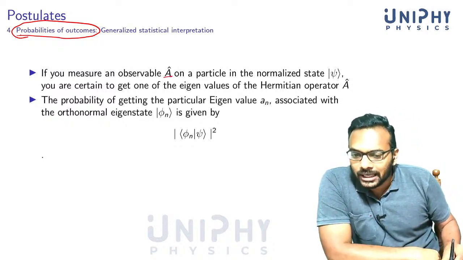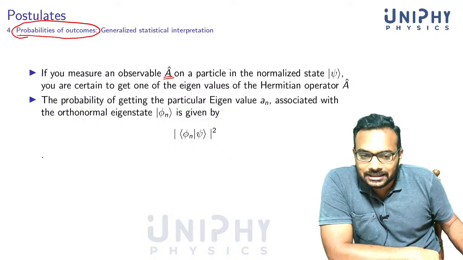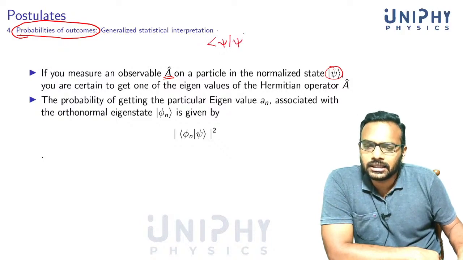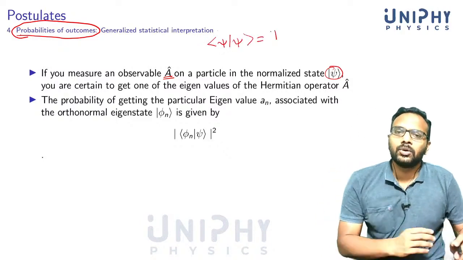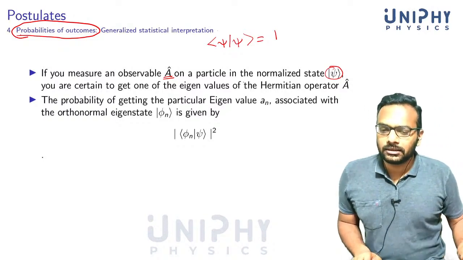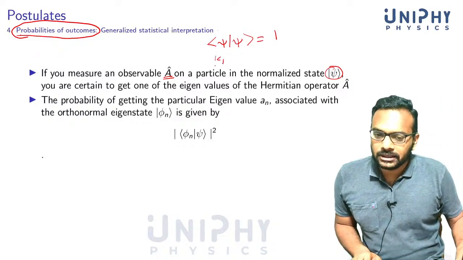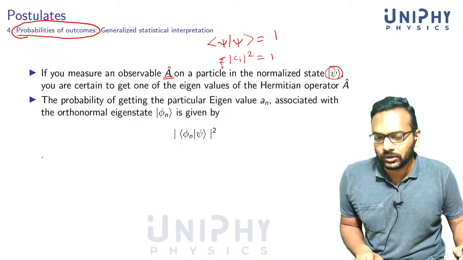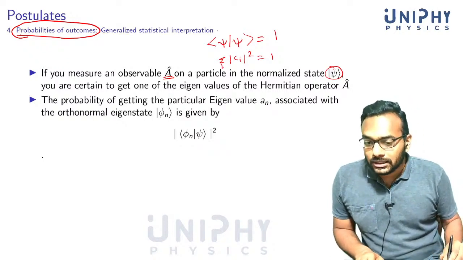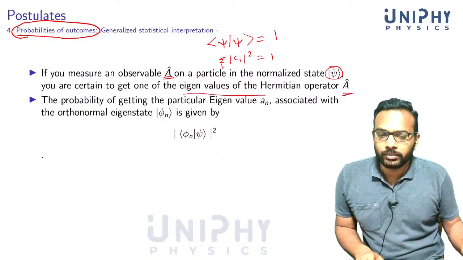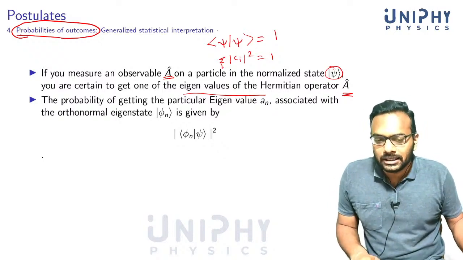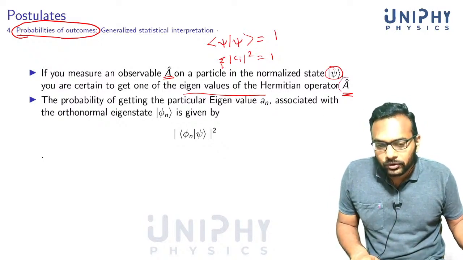If you measure an observable A cap on a particle in the normalized state psi, you know what normalized means. Normalized means the inner product of that state vector with itself is equal to 1. In a particular basis, this means the modulus of C1 squared, or in short form, the summation over i of modulus of Ci squared is equal to 1. We have seen both these things. You are certain to get one of the eigenvalues of the Hermitian operator. It's not in an eigenstate of the operator; it's in some arbitrary state. And when you measure A cap, you will always get one of the eigenvalues of A.